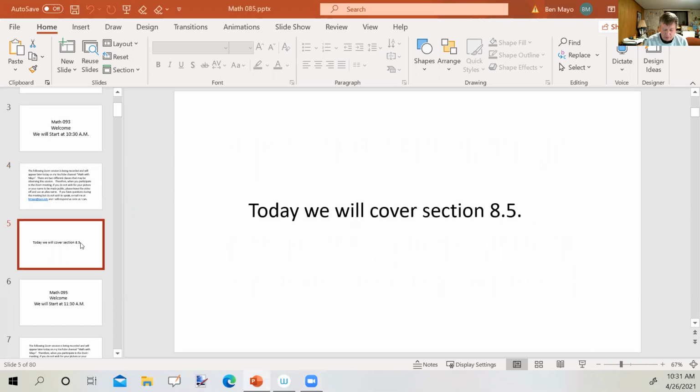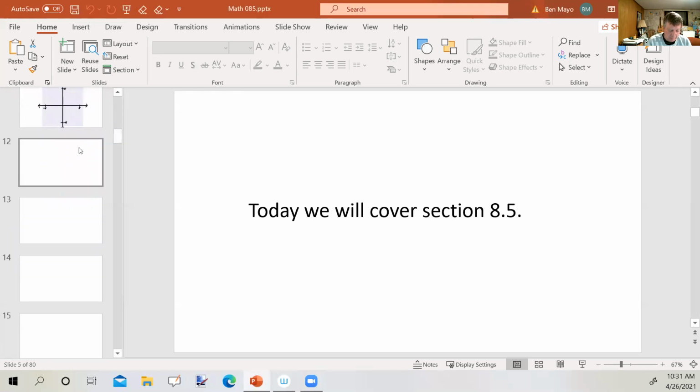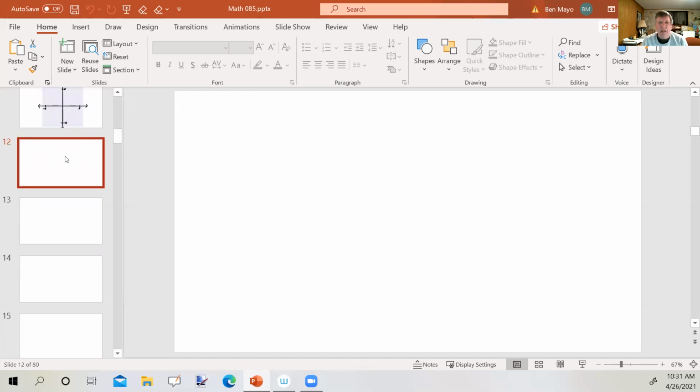All right, so today we're going to look at section 8.5, which is solving absolute value equations. I want to start out by reviewing some basic things about absolute value. Absolute value is a distance. It's the distance between a number on a number line and zero.